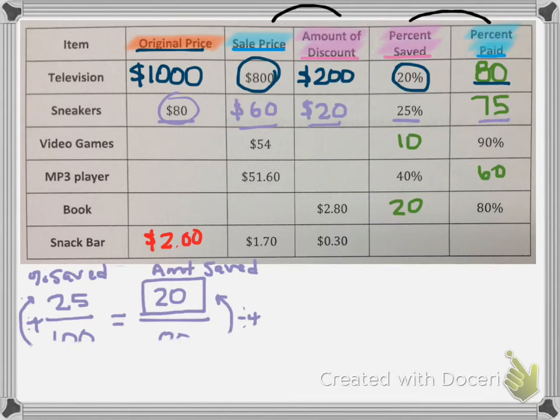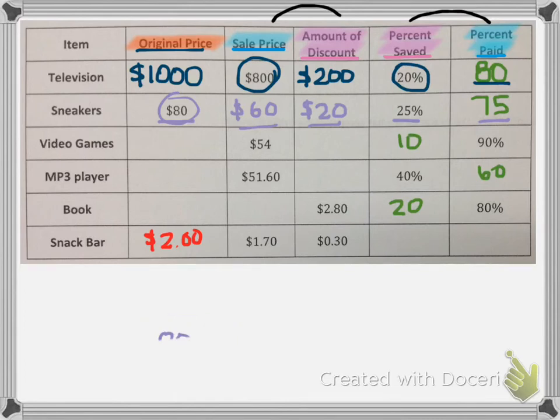So let's try another one. Should be getting a little bit better as we go now. And we're going to try video games. They told me the sales price, so I'm going to use the sales percent. Let me get a different pen here so we can keep them straight. 90% means 90 per 100. Start with that. And they told me the sales price. The sales price is the part. I want to know the original price. That's going to be the whole.